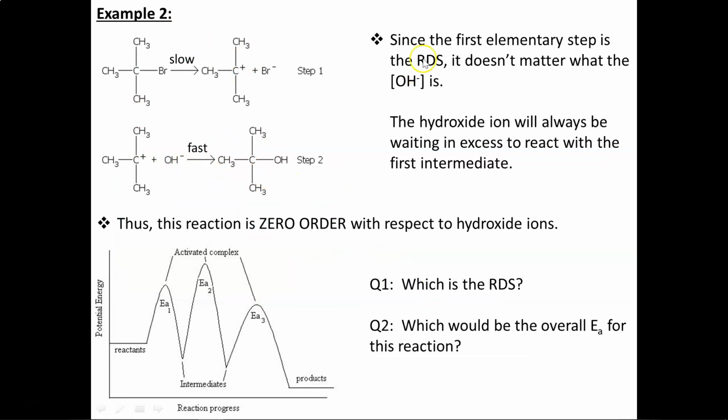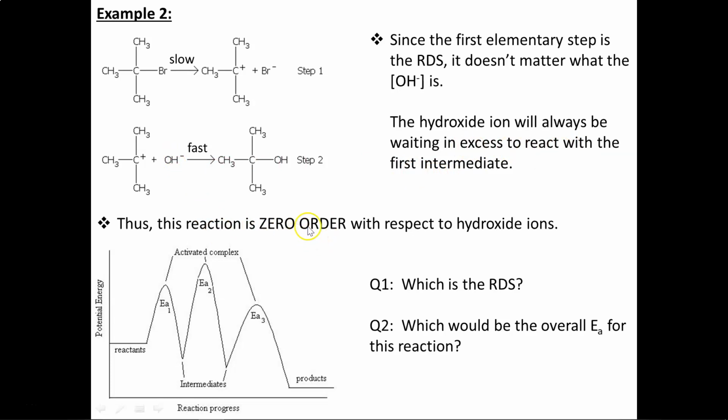In this next example, the first elementary step is the rate determining step. It is the slowest step in the overall chemical reaction. So it doesn't matter what the hydroxide concentration is for the second step because it's always going to be waiting for this molecule to be produced from the first step. So it doesn't matter how much hydroxide concentration I have, it will always be waiting in excess to react with the first intermediate, and as such my hydroxide ion is going to be 0 order.